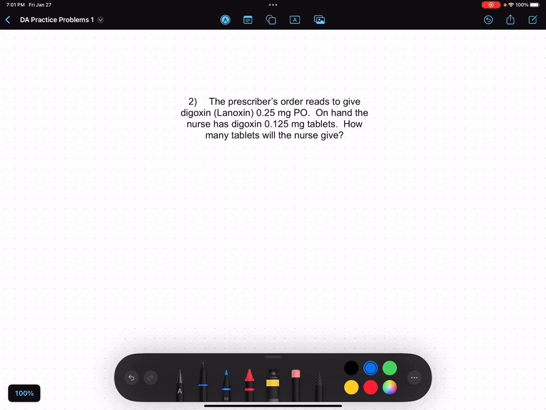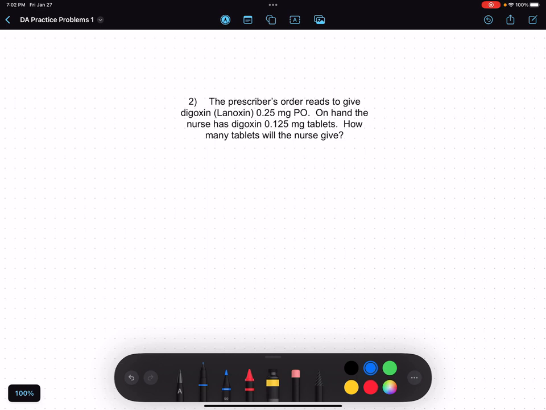All right, question number 2. The prescriber's order reads to give digoxin, which is Lanoxin, 0.25 milligrams PO. On hand, the nurse has digoxin 0.125 milligram tablets. How many tablets will the nurse give?